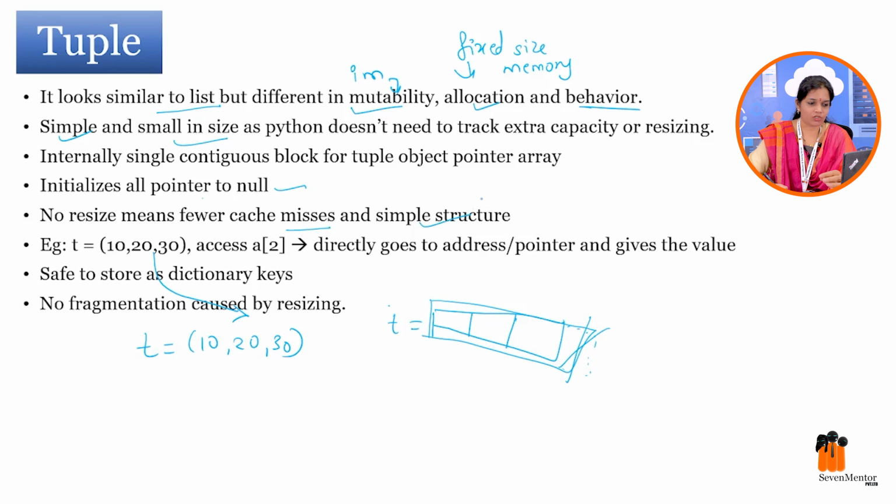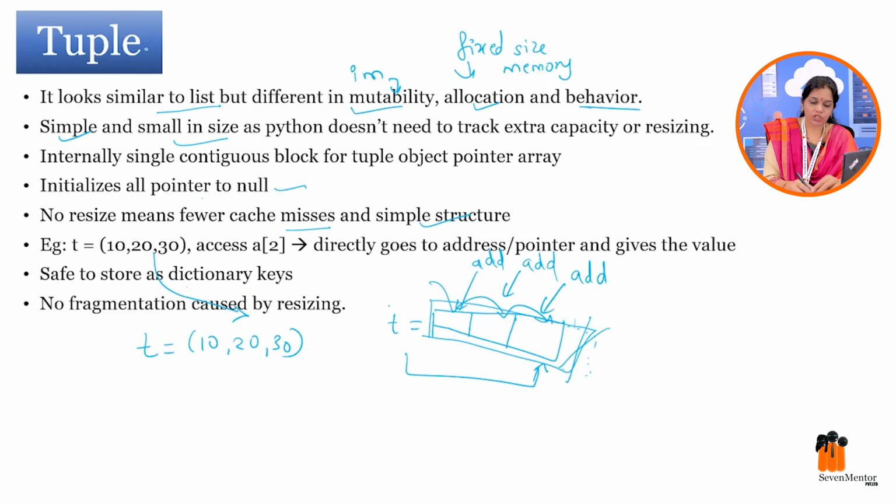And it has a simple structure. If you want to access A of 2, it will directly go to it. Here also the addresses are stored, but it won't wait for the number to come, it will just check one by one, because it will run the loop 3 times and you will get the element if it is present and it gives the value. It is safe to store as dictionary keys, with no fragmentation caused by resizing. As a tuple doesn't change, it is used as dictionary keys.